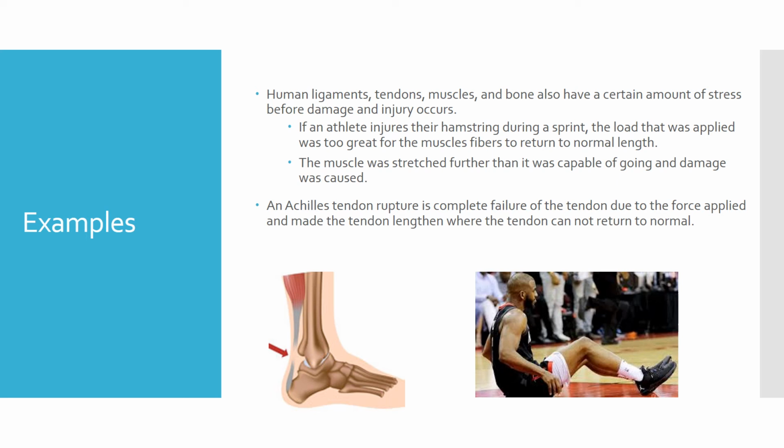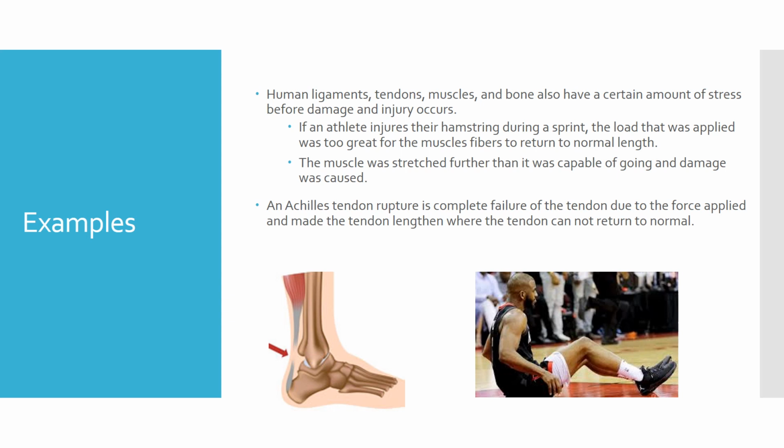Human ligaments, tendons, muscle, and bone also have a certain amount of stress before damage and injury occurs. For example, if an athlete injures their hamstring during a sprint, the load that was applied was too great for the muscle fibers to recoil and return to normal length. The muscle was stretched further than it was capable of going and was damaged because of that, and this damage is known as a strain, and the muscle fibers have been torn.